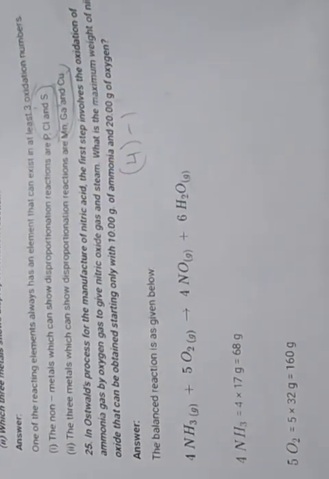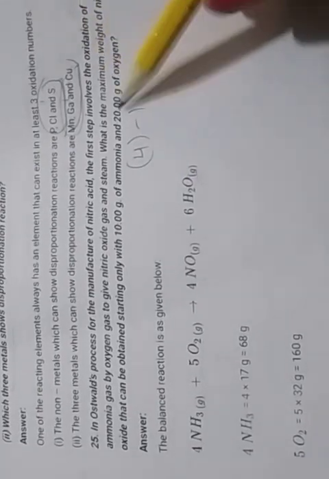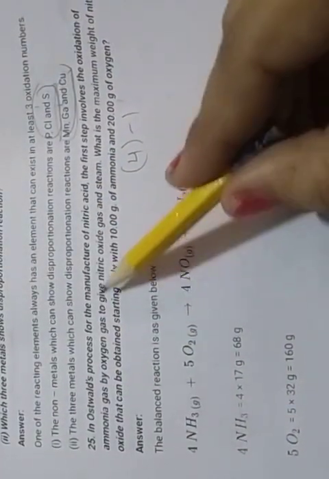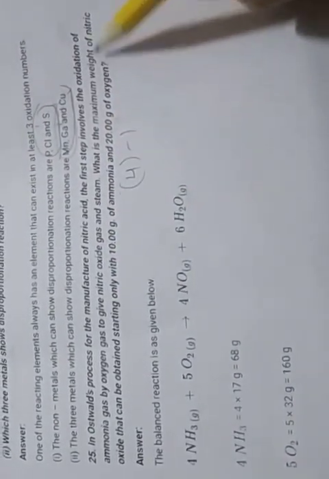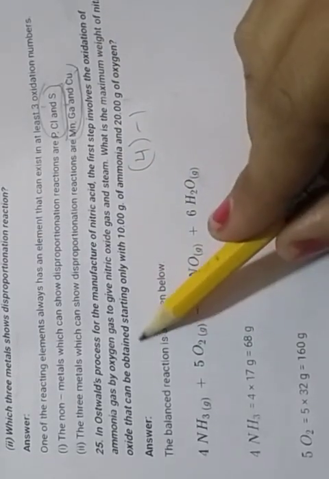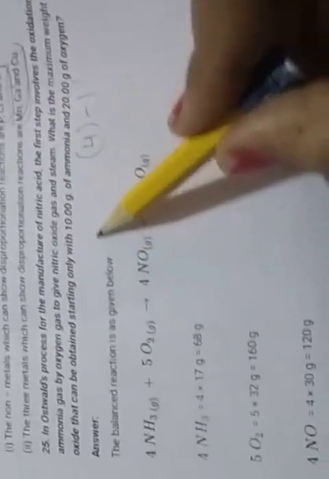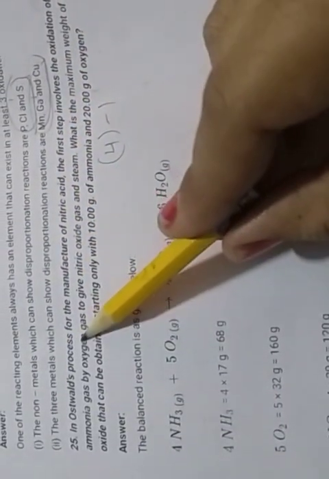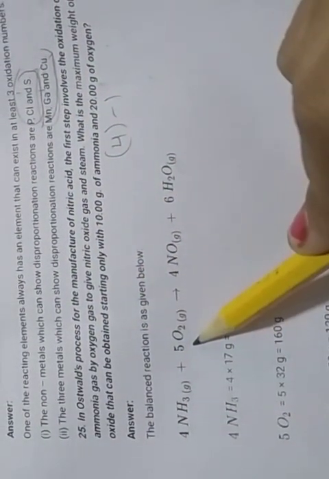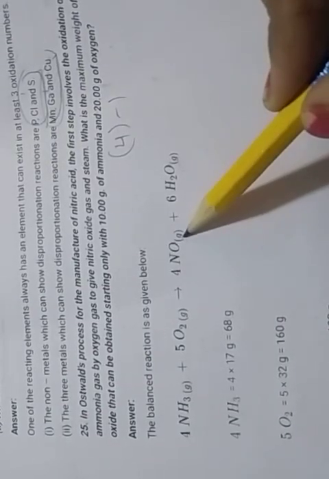Then next, in the Ostwald process for the manufacture of nitric acid, the first step involves the oxidation of ammonia gas by oxygen gas to give nitric oxide gas and steam. What is the maximum weight of nitric oxide that can be obtained, starting only with 10 gram ammonia and 20 gram of oxygen? Generally in the Ostwald process, ammonia reacts with oxygen and converts into nitric oxide NO plus H2O. This is the balanced reaction.